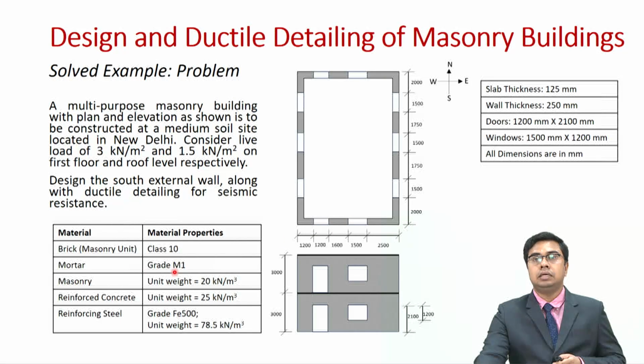We shall also be utilizing mortar of grade M1. We will see what are the different properties. We have already looked into different properties and we shall also look as we illustrate through this example. The masonry can be assumed to have a unit weight of 20 kN per meter cube. At the same time, reinforced concrete and steel reinforcement have unit weight of 25 kN per meter cube and 78.5 kN per meter cube. The reinforcement has a grade of Fe 500. We shall also use concrete which is of grade M20 as we shall mention later.